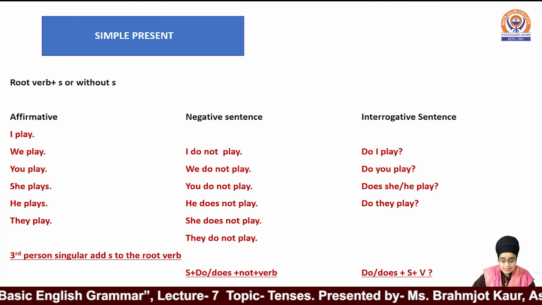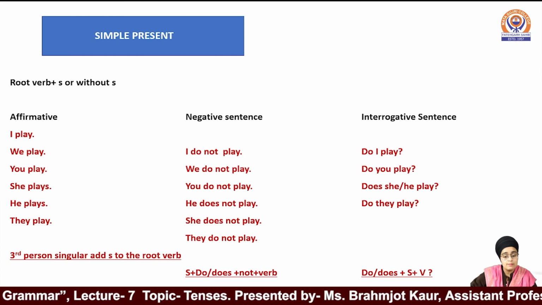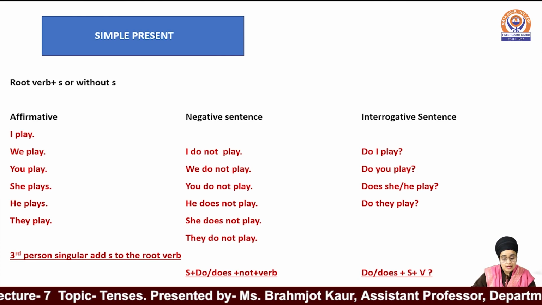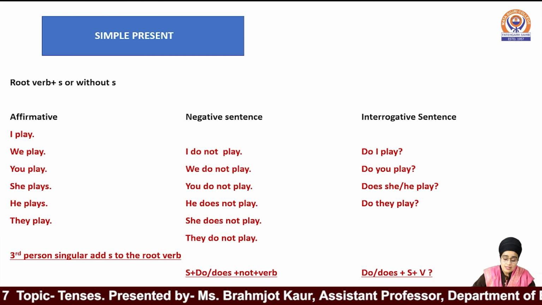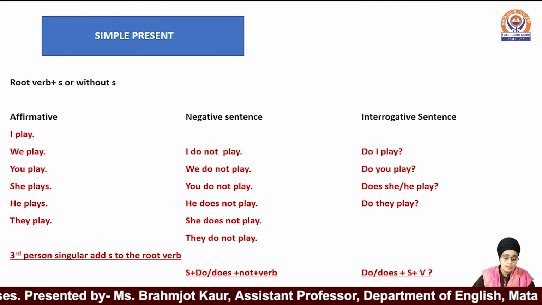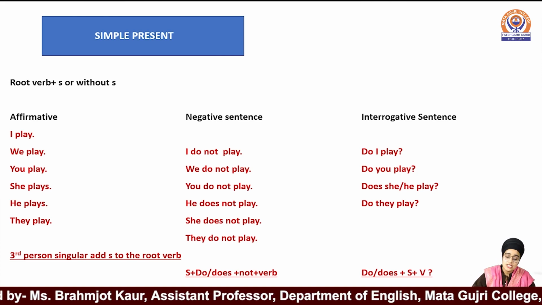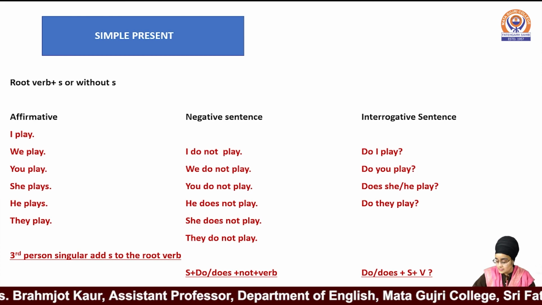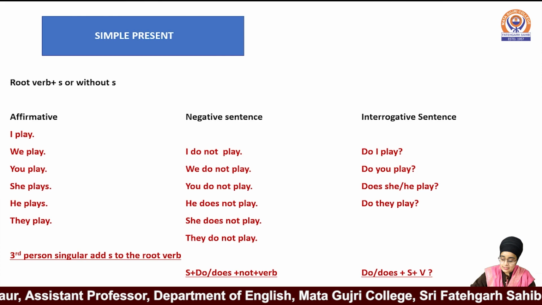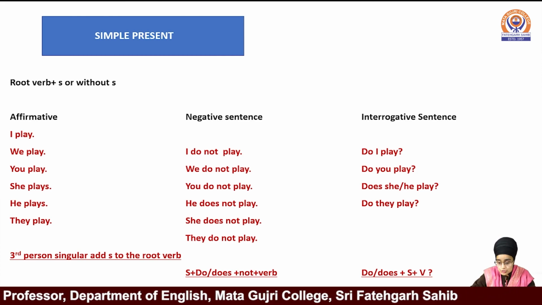Now let's make negative sentences. While making negative sentences in the simple present tense, you will use this basic structure, that is subject plus do or does plus not for negation and the verb. So I do not play, we do not play, you do not play, he does not play, she does not play, they do not play. Now there's a basic rule that with third person singular you will use does, and with all the other persons you will use do.